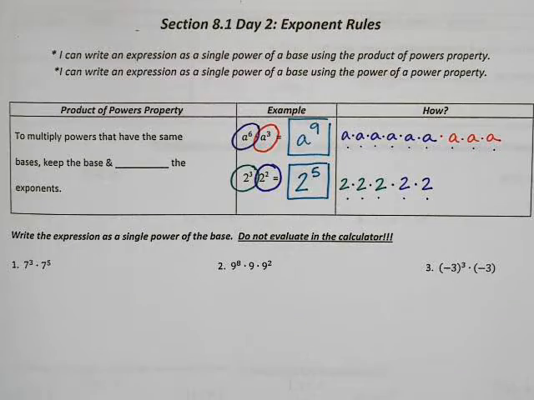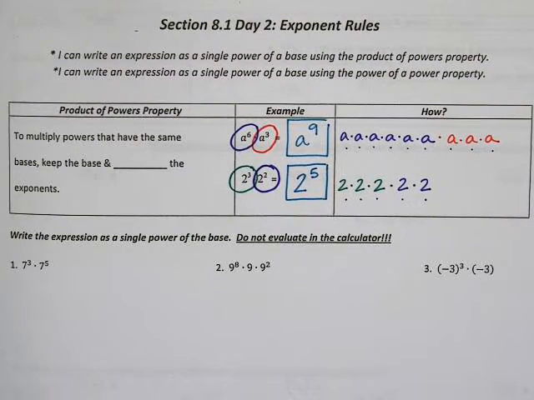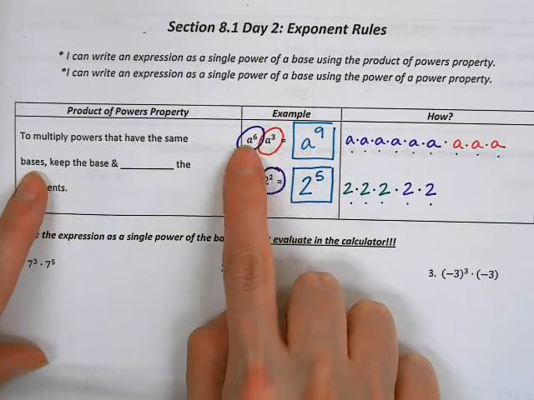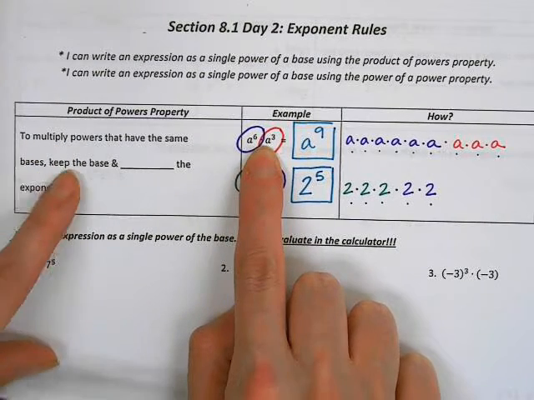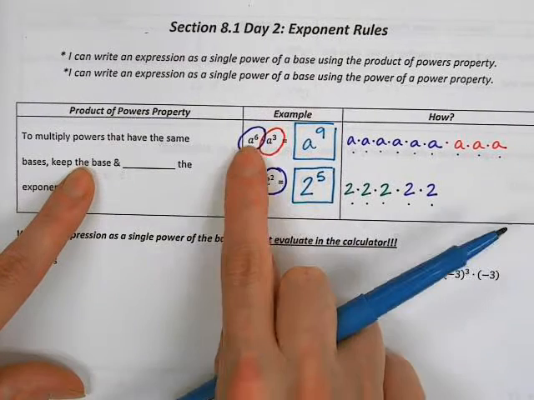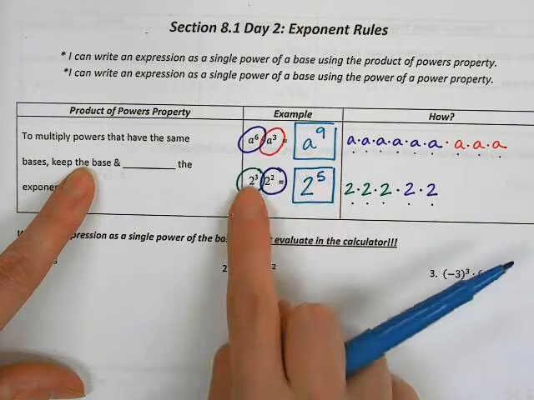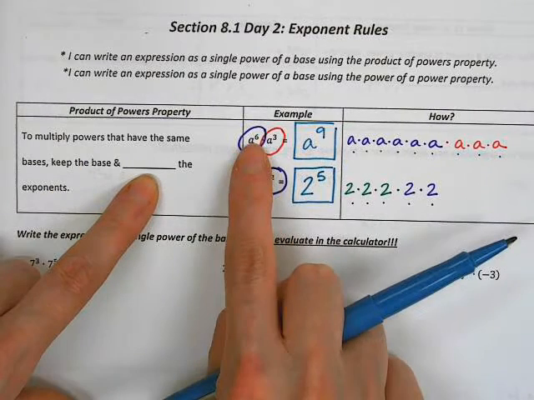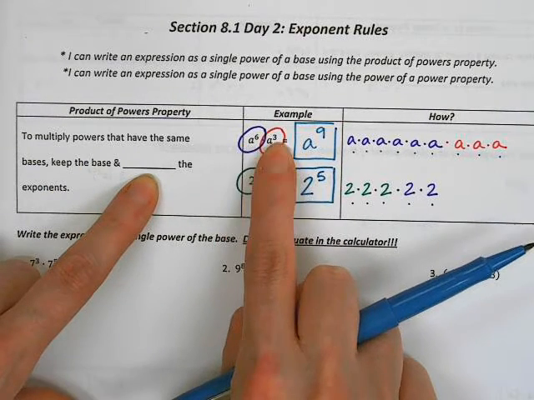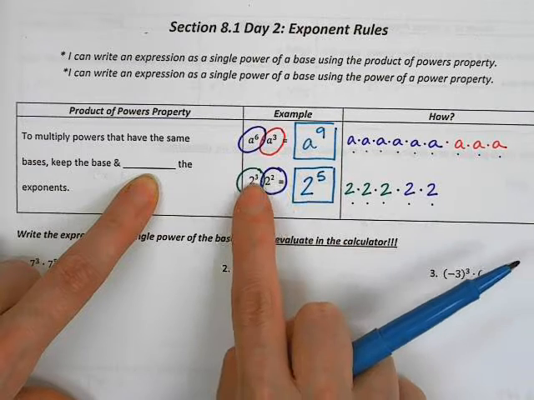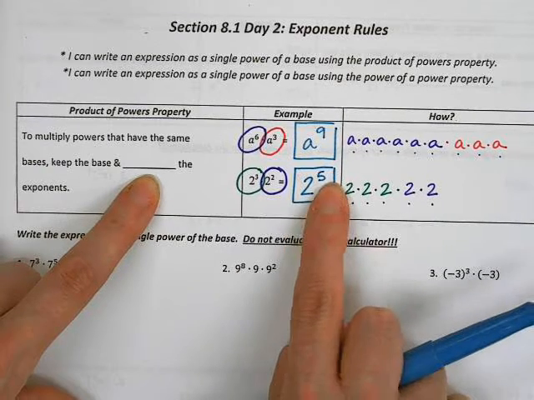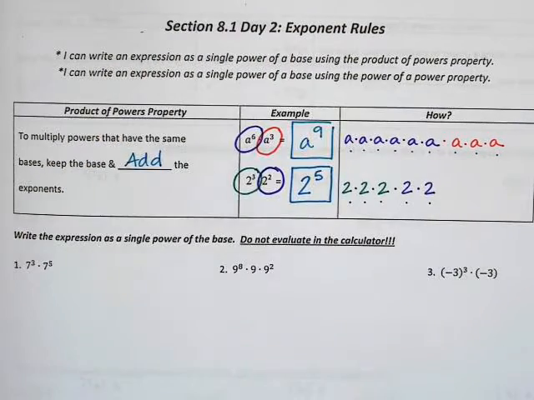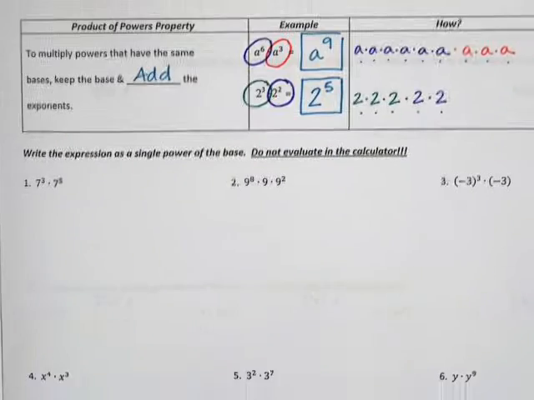Okay, so now can you guys come up with a rule? When you're multiplying powers that have the same bases, you keep the base, so a stays a and 2 stays 2, but what did we do to the exponents? What did we do to 6 and 3 to make 9? What did we do from 3 and 2 to make 5? So that's our first rule. You add. You add the exponents to get the answer.